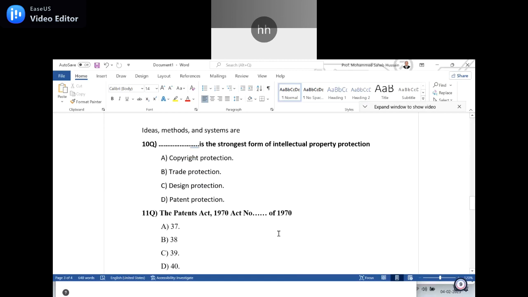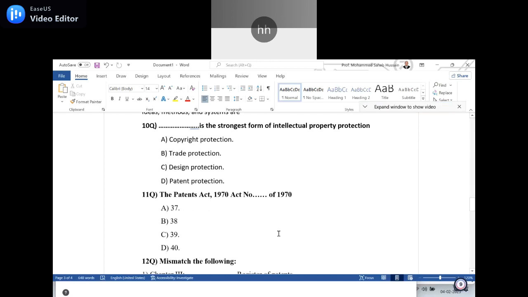11th question. The Patent Act 1970, Act number dash of 1970. A, 37. B, 38. C, 39. D, 40. Option C, sir. 39. Option C is the right answer. It is 39 of 1970, the right answer for the 11th question.